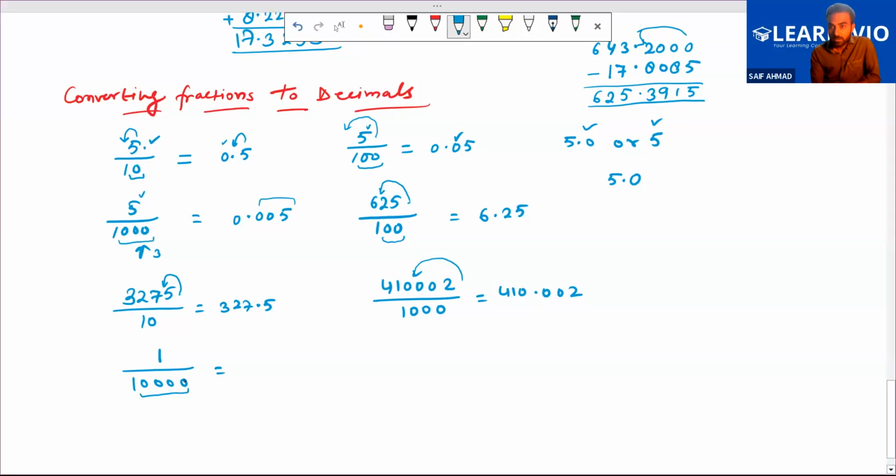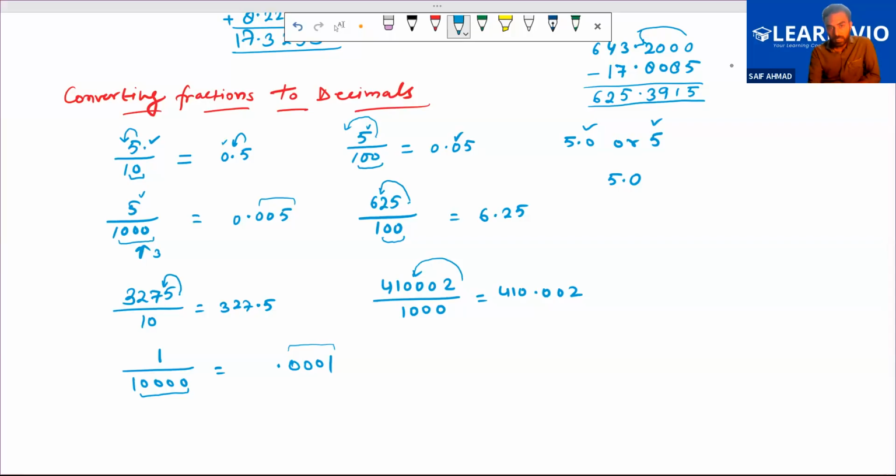So I have to add 3 zeros before. Before this it will be 0, 0, 0, 1. Now you have to put the decimal. You can see that the digits after the decimal here are four, so you have four zeros in the denominator.